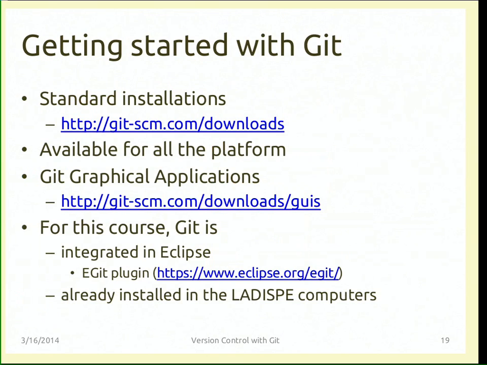How to get started with Git? Start an installation from that link, downloads. It's available for Linux, Mac OS X, and Windows. It has some graphical applications. Here, a list with different operating systems. For this course, Git is already installed in the display computer and integrated in Eclipse via the EGit plugin that should be already installed in every new version of Eclipse. Please note the should be.